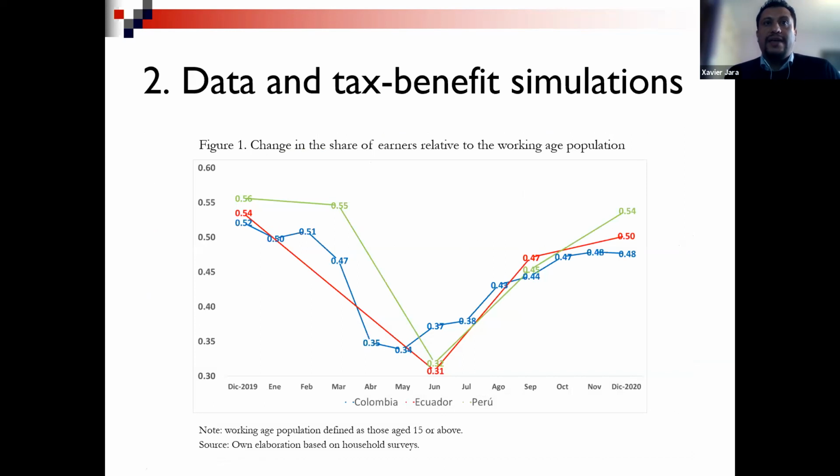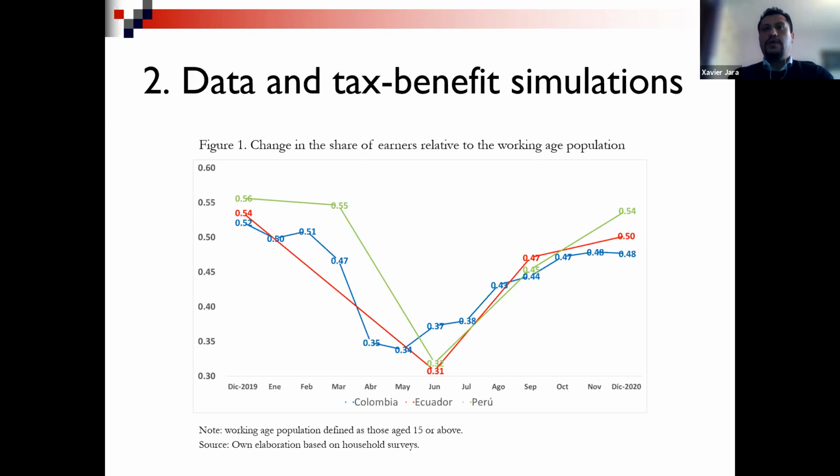Here in figure 1, what you observe is the share of earners, so the share of people who receive earnings relative to the working age population in each country. And as you can see, in December 2019, for all countries, the share of earners relative to the working age population is above 50%. And as we move into the pandemic, especially the second quarter, we see a large decrease in the share of earners. This is because people lose their earnings completely during the period of lockdowns. And the largest shock is observed for Ecuador, where the share of earners relative to the working age population drops from 54% to around 31%.